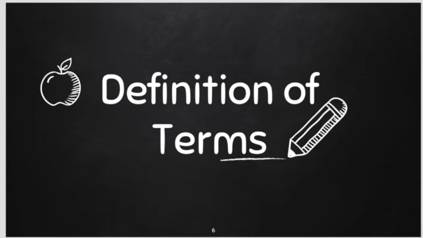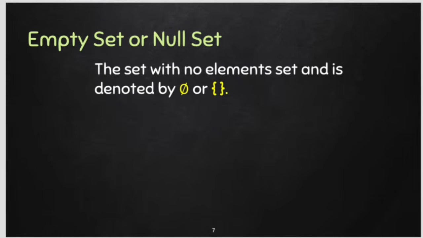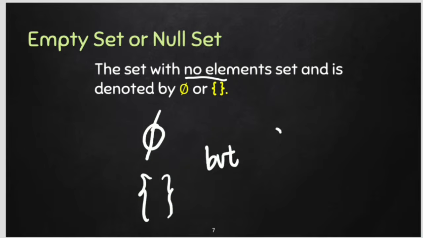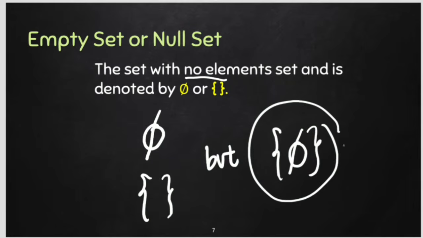Next, we have definition of terms. First, we have the empty set or null set. This is the set with no elements, and it is denoted by these two symbols. It's either you write this one or the empty braces. But okay, this one is wrong. Never combine the two.